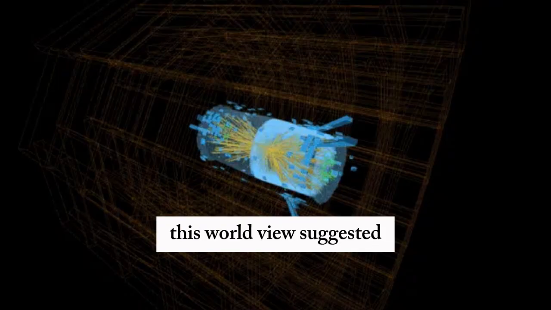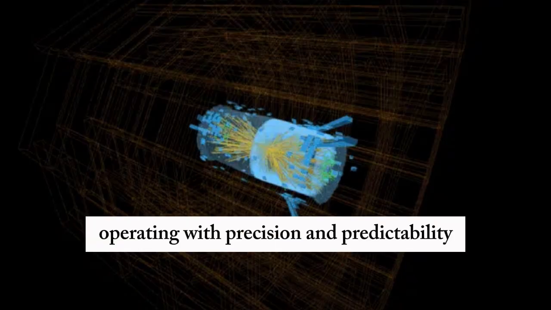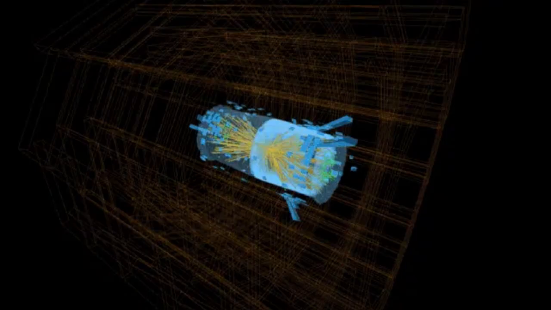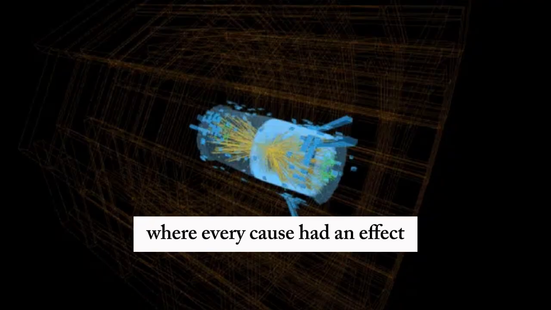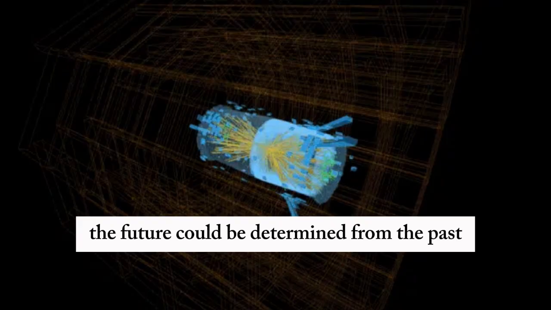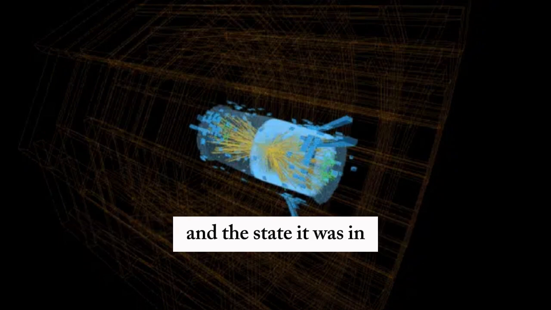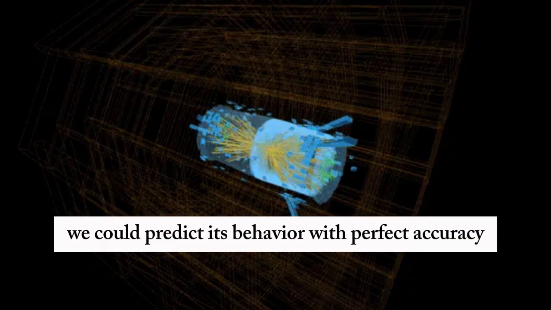This worldview suggested that the universe was a vast machine, operating with precision and predictability, where every cause had an effect and every event followed from its preceding cause. The future could be determined from the past if we could track the forces acting on an object and the state it was in. We could predict its behavior with perfect accuracy.